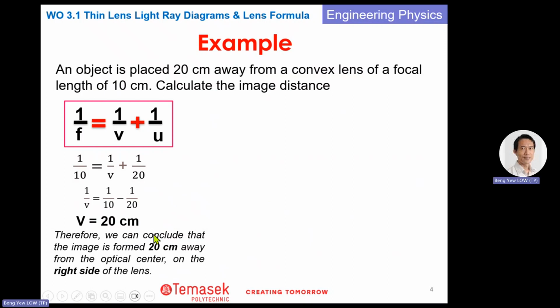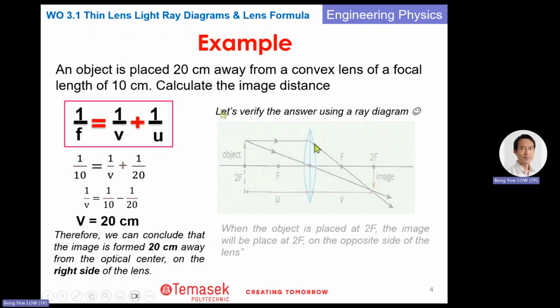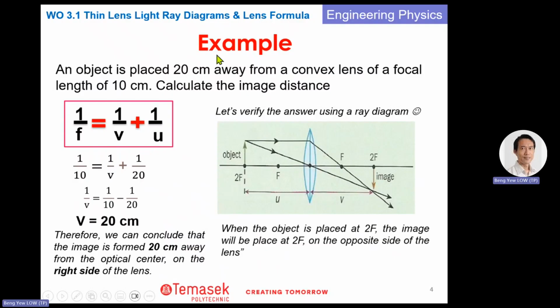In our case, our answer of 20 centimeters is a positive number, and this means that the image is on the opposite side of the object. Therefore, the image must be real and inverted. This can be verified by a light ray diagram. In our example, the object distance is twice the focal length, and the image is indeed 2 focal lengths away.